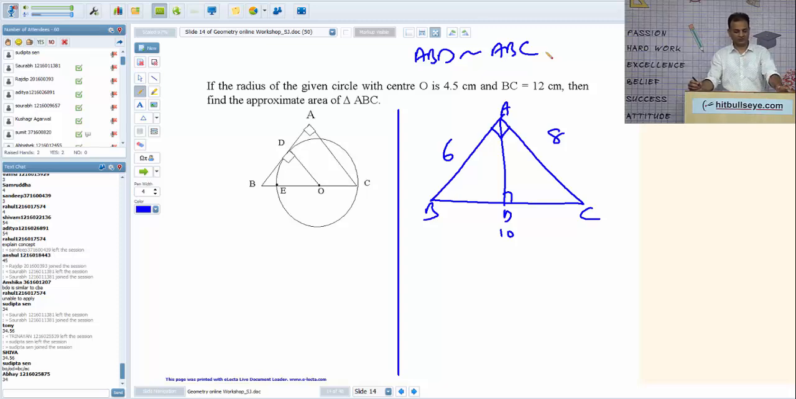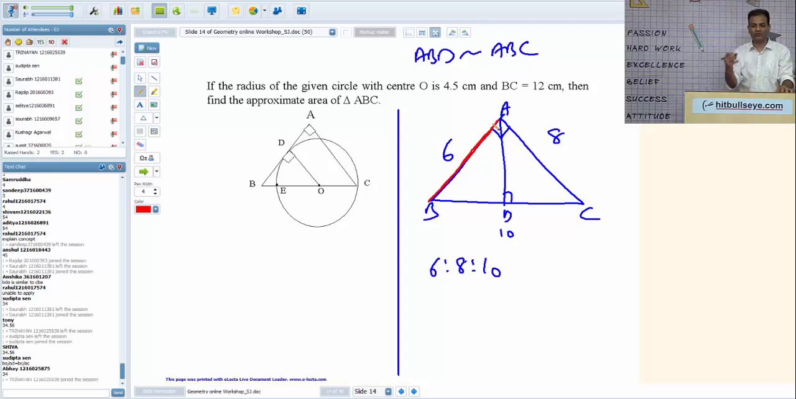Now see this concept of similarity. If you know the sides of the bigger triangle, 6, 8, 10, we know all the sides. Is it clear to everyone? I have written all the sides 6, 8, 10. Now come to triangle ABD. In triangle ABD, what is AB? It will be the hypotenuse. So I will write 6 against the hypotenuse, because hypotenuse against hypotenuse, base against base, height against height.